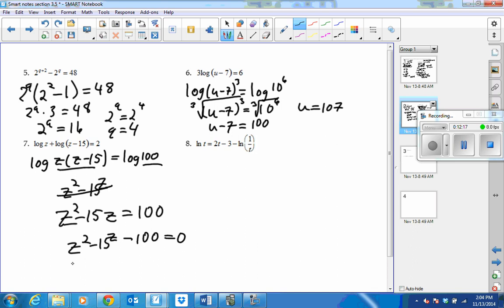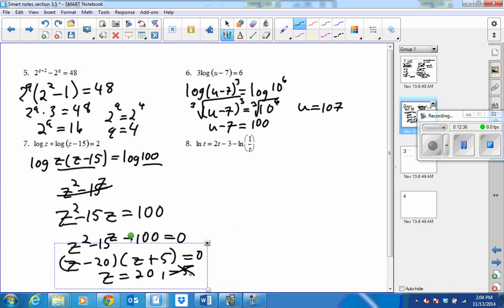So we need to factor that, and 20 and 5 will work, so we want z minus 20 times z plus 5 equals 0. So z will be 20 or negative 5, but you can't have a negative power, so that's an extraneous solution. So in this case, z equals 20.